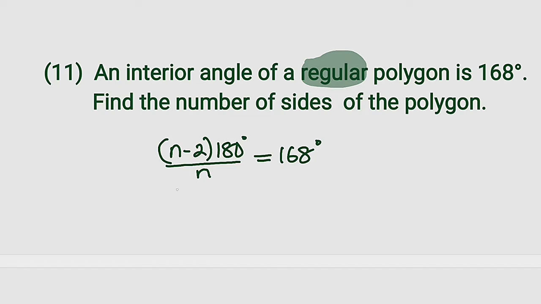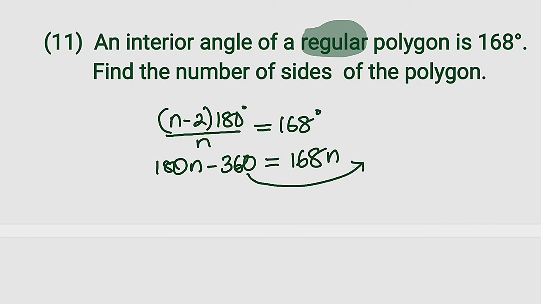180 times n will give us 180n. 180 times negative 2 will give us negative 360, and this is equal to 168n. I just decided to move on without assigning degrees because in the end we are looking for a number of sides, not degrees. All right, let us collect the like terms.